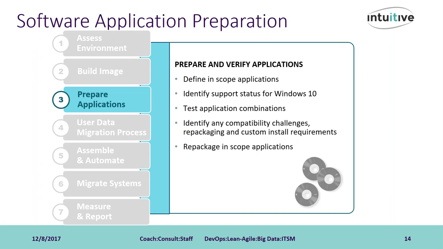So the next step in our migration project is the preparation of the software applications. This can be a particularly difficult phase of the project to manage, depending on the number of applications currently running in your environment. A holistic approach should be taken when looking at the software applications and how they will impact the Windows 10 migration project overall. Defining the scope of applications that will be included as part of the migration is the first step.